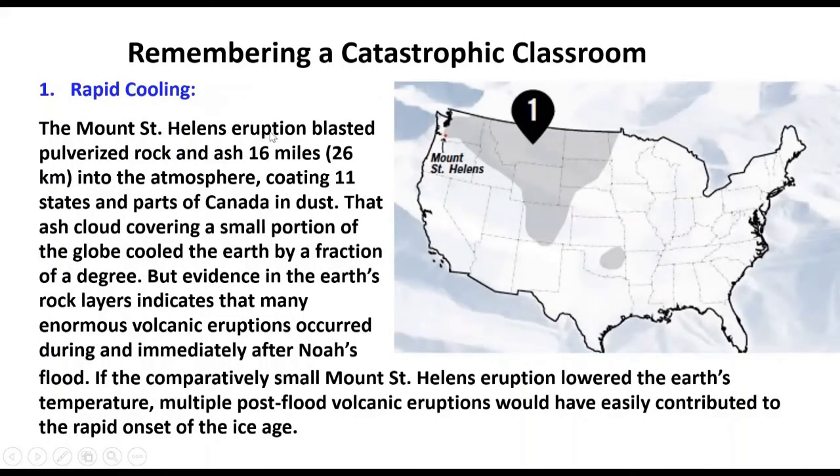Rapid cooling, right? It blasted pulverized rock and ash into the atmosphere, and the ash covered a portion of the globe. But evidence of the Earth's rock layers shows that many enormous volcanic eruptions occurred immediately and during Noah's flood. Okay, immediately after. Yeah, so Noah's flood also had a lot of volcanic eruptions. So if this comparatively small Mount St. Helens eruption lowered the Earth's temperature, multiple post-flood volcanic eruptions would have easily contributed to the rapid onset of the Ice Age. Okay, so the lowering of the temperature could have caused the Ice Age to set in.